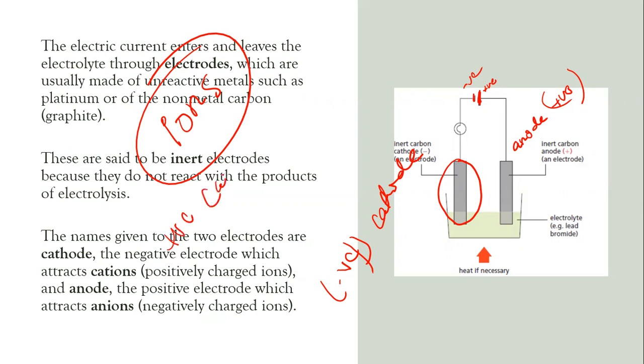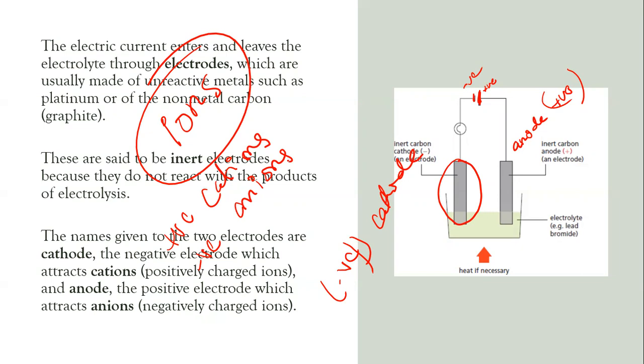Positive ions are known as cations. Negative ions are known as anions. So for electrodes, the naming is different from when you're naming ions. In electrodes, the positive one is the anode. In ions, the positive one is the cation. In electrodes, the negative electrode is called the cathode. But in ions, the negative ion is known as the anion.